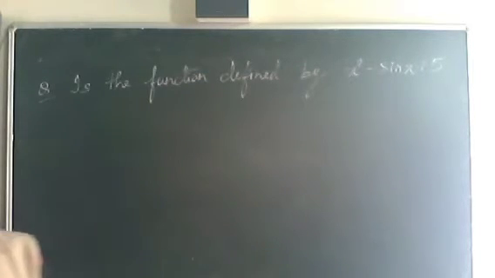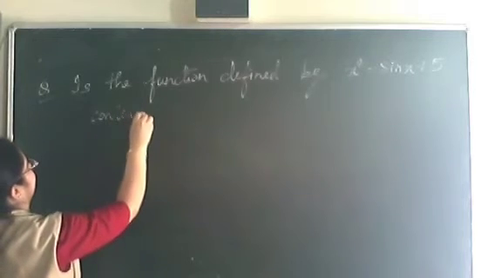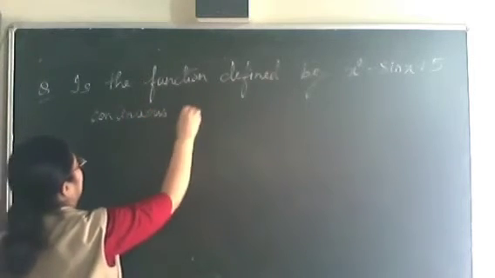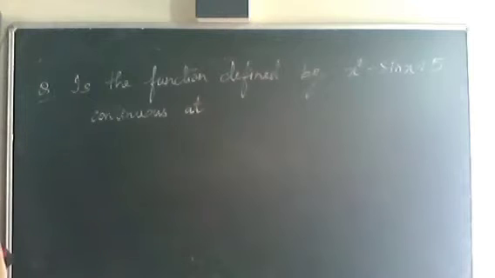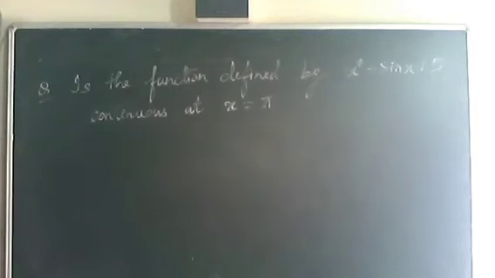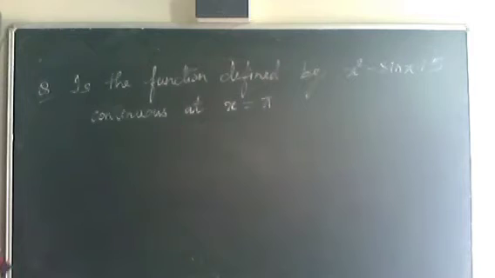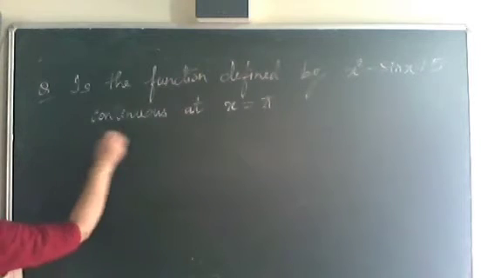Be on time. Yeah, x square minus sin x plus 5 continuous at x is equal to pi? At x is equal to pi. Clear? Is that clear? So, is the function defined by x square minus sin x plus 5 continuous at x is equal to pi? So, we have to calculate whether the function is continuous or not. They have not given that it is continuous. So, again, where do we have to calculate?